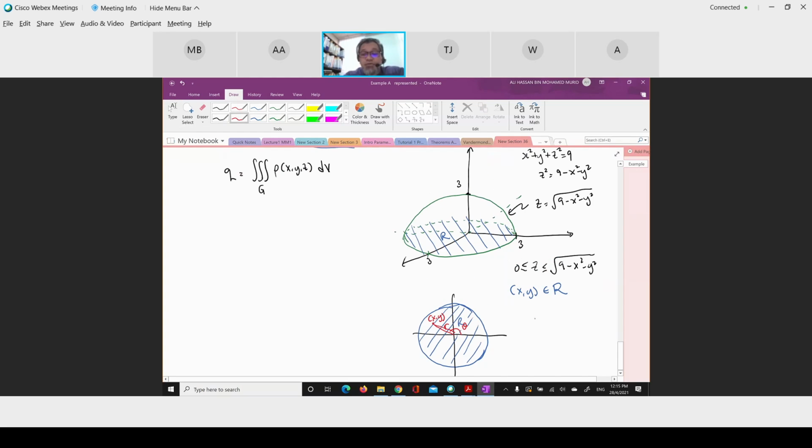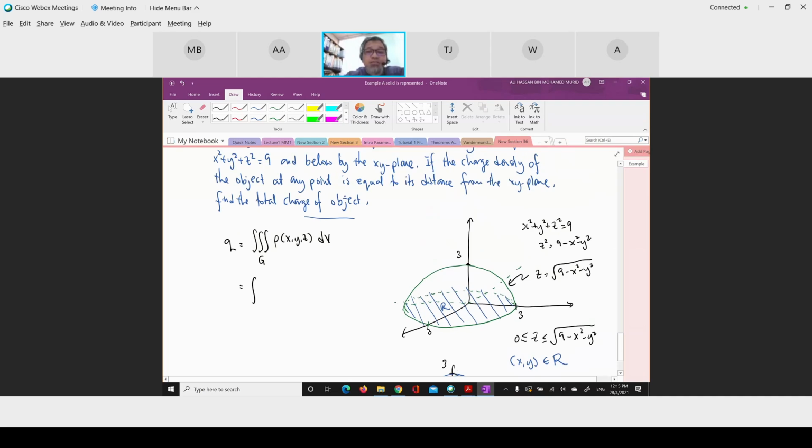So therefore r is between what and what? What is the radius again here? 3, isn't it? So r is between 0 and 3, and theta, since this is a full circle, is between 0 and 2 pi. Okay, so now we have enough information to evaluate this triple integral. Oh no, not yet. There's one thing: the charge density.